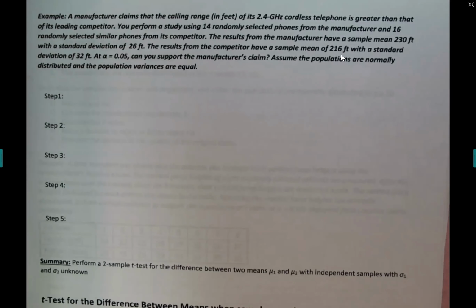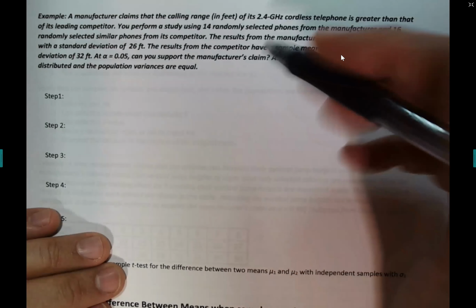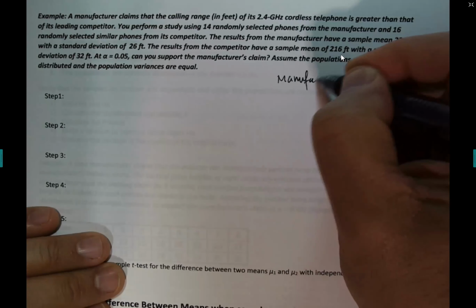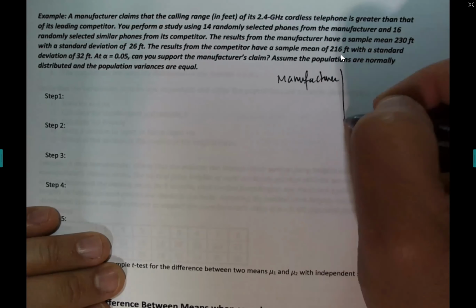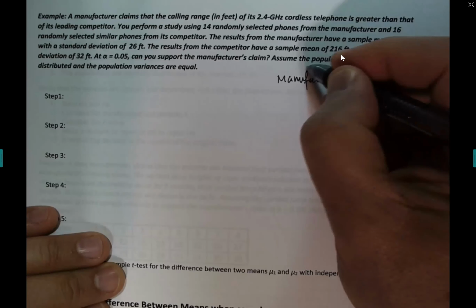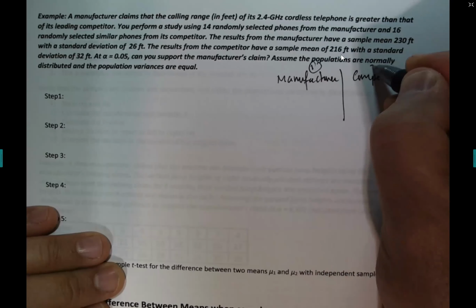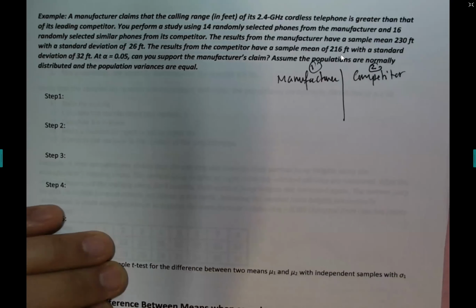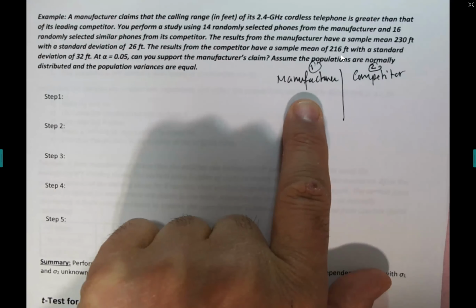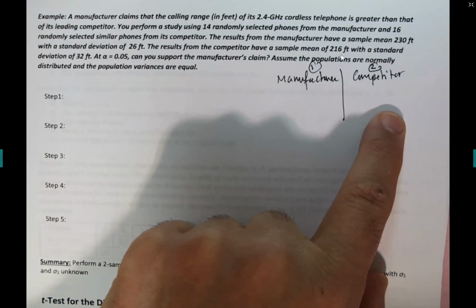All right, so we have the manufacturer. Here you don't have a table, guys. You have all the information stated, just in a paragraph. And this is the competitor. This is going to be labeled 1, and this is going to be labeled number 2. How do you label them if he doesn't give you the labeling? Whatever comes first, guys, labeled as number 1, and whatever comes next, labeled as number 2.